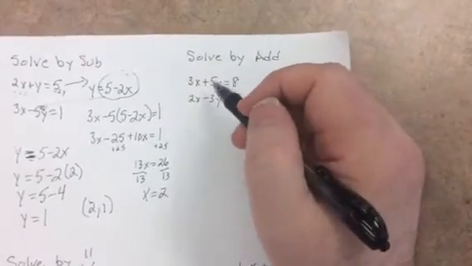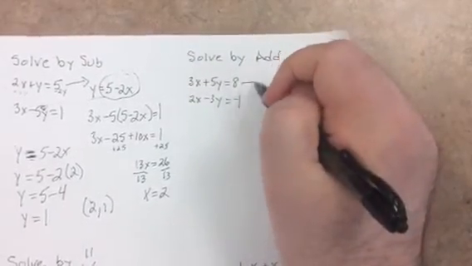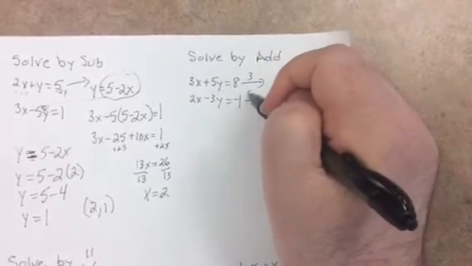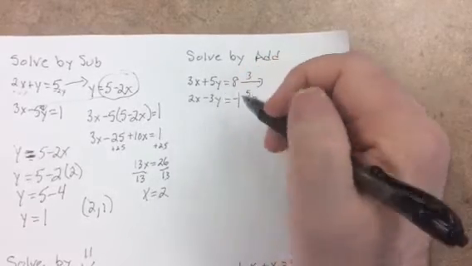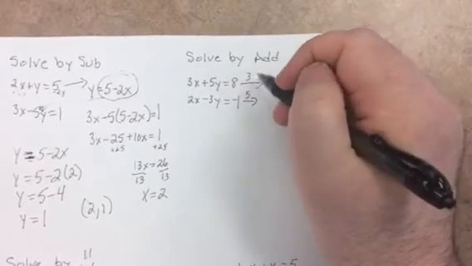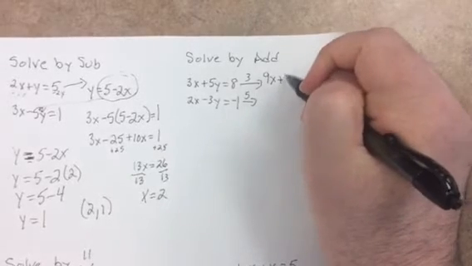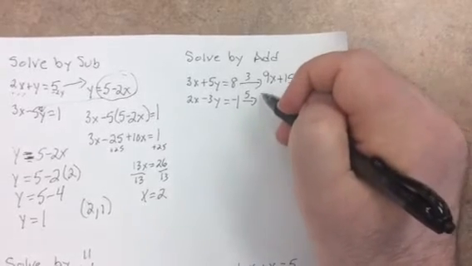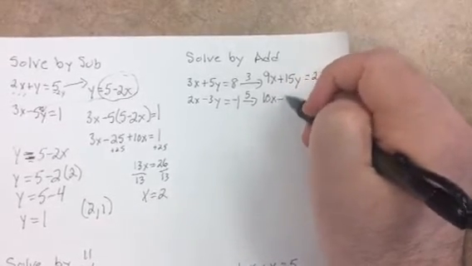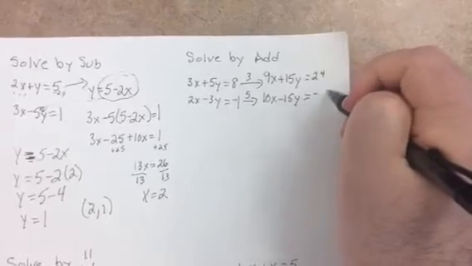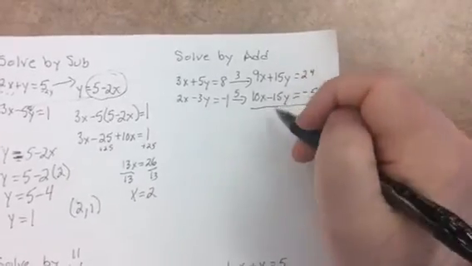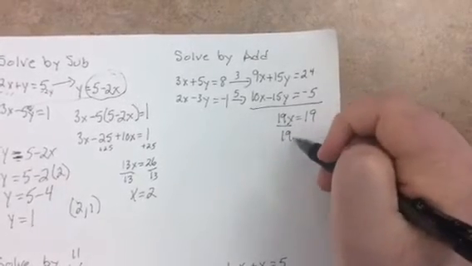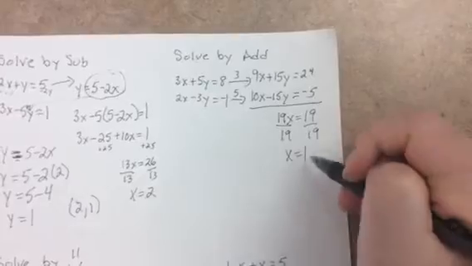The addition method, I'm going to get opposite of the y just because I feel like it. So I'm going to multiply this by 3 and this by 5. So this would be positive 15y. This would be minus 15y. So it would be 9x plus 15y equals 24. And this would be 10x minus 15y equals negative 5. So this would be 19x equals 19. Divide by 19, x equals 1.